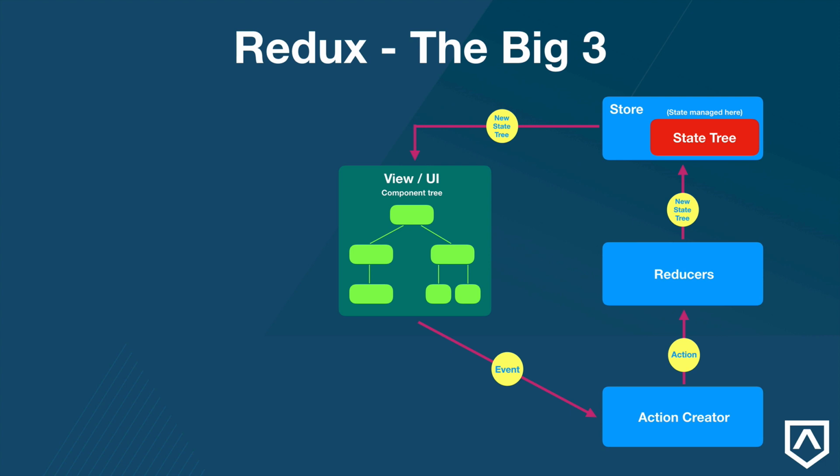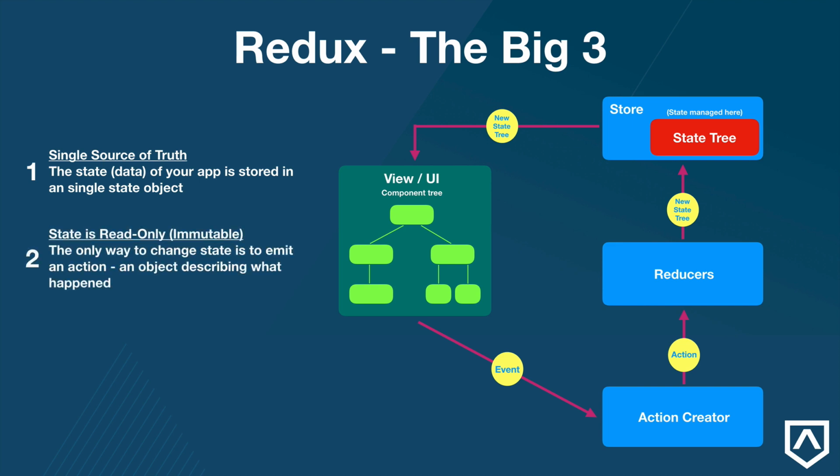There are three big principles with Redux. The first is that Redux creates a single source of truth for all of your data. The state or data of your app is stored in that single state object. The second principle of Redux is that state is read-only. So you cannot change the state tree. The only way to change state is to emit an action, or an object describing what event happened in the UI.